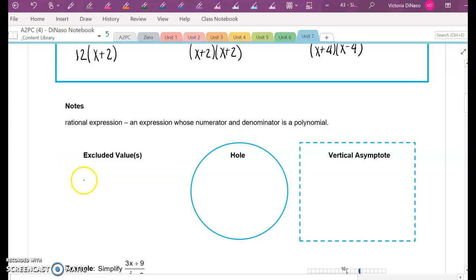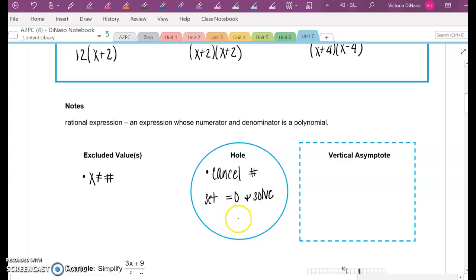Whatever would make x not equal to some number. So an excluded value is either a hole or a vertical asymptote. So whatever the holes are, you're going to write as an excluded value. Whatever the vertical asymptote is, you're going to write as an excluded value. A hole is whenever you have to cancel a term. So I'm going to put just a number. What you're going to do is take whatever you canceled and set it equal to 0 and solve.